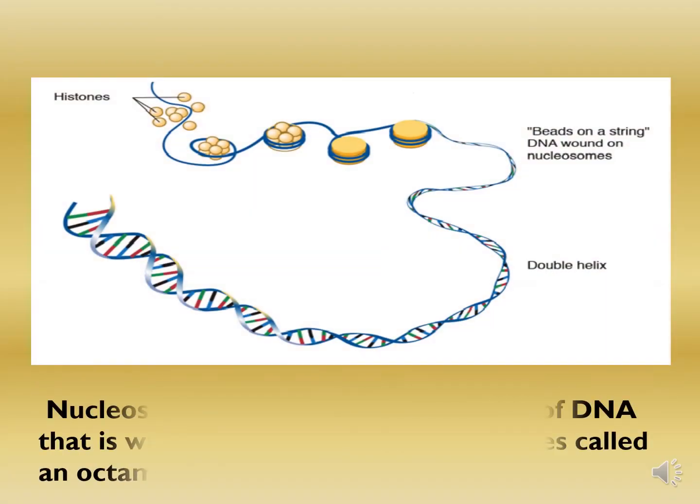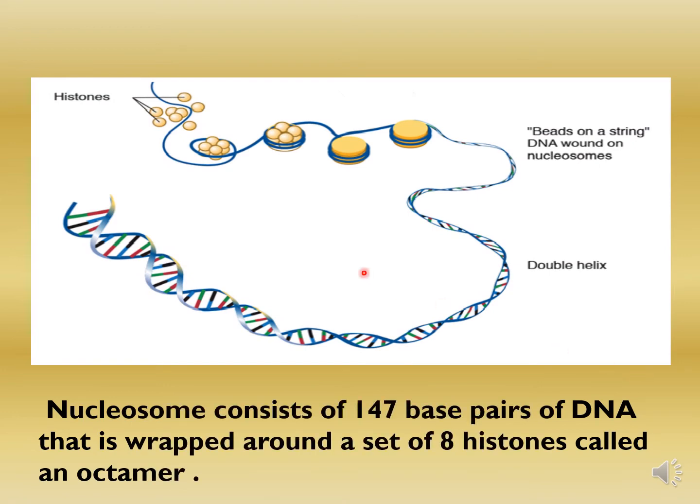What is the structure of nucleosome? The nucleosome consists of 147 base pairs of DNA that is wrapped around a set of 8 histones called an octamer.